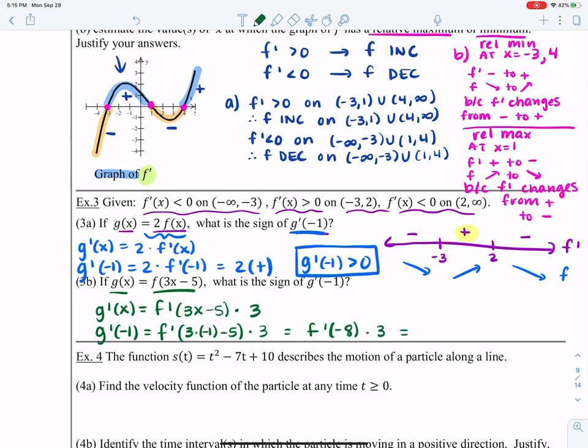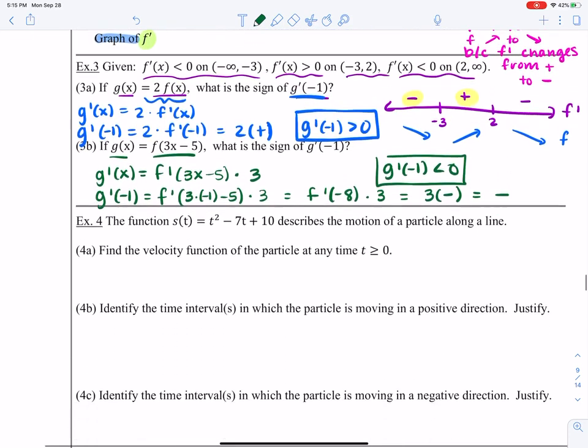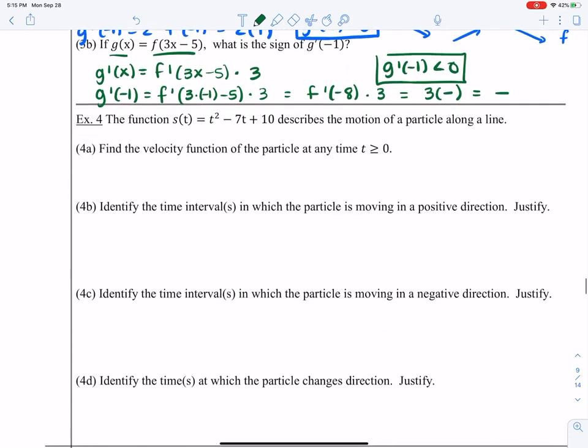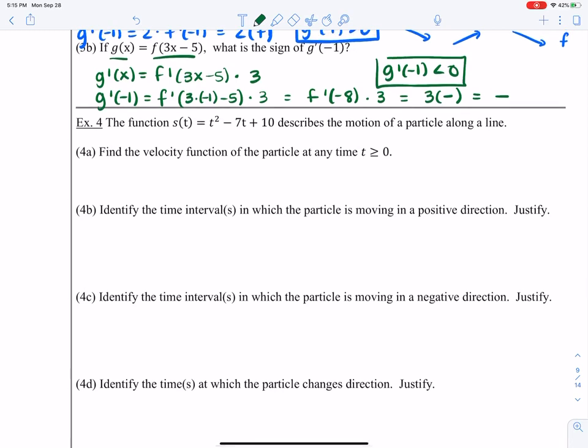Even though I don't know the value of f prime of negative 8, I do know the sign of f prime of negative 8. So I have 3 times a negative number, which will be negative. That tells me that g prime of negative 1 is in fact negative for this example. Okay? I'd like to show you a different application of the first derivative test.